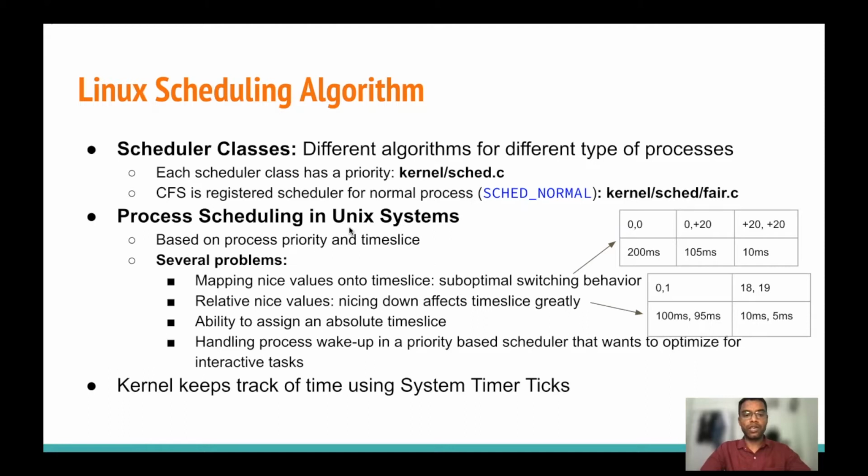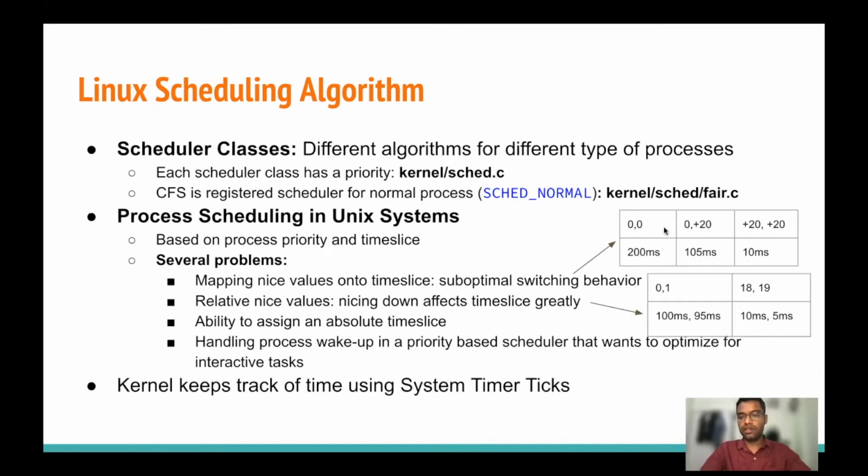Before going deep into the Linux scheduling algorithm, let's discuss the scheduling mechanism of the Unix operating system. In Unix, it is based on the process priority and time slice. But there were different kinds of problems. The first problem was the mapping of the nice values to the time slices. That gave the suboptimal switching behavior problem.